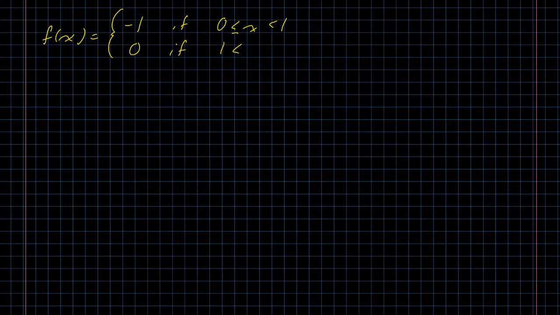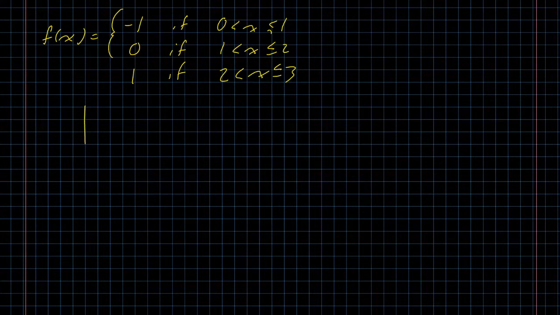I put the or equals on the wrong side of that. Sorry about that. Let's consider this piecewise function with 3 pieces. F of x is -1 if 0 less than x less than or equal to 1. F of x is 0 if 1 less than x less than or equal to 2. And f of x is 1 if 2 less than x less than or equal to 3.